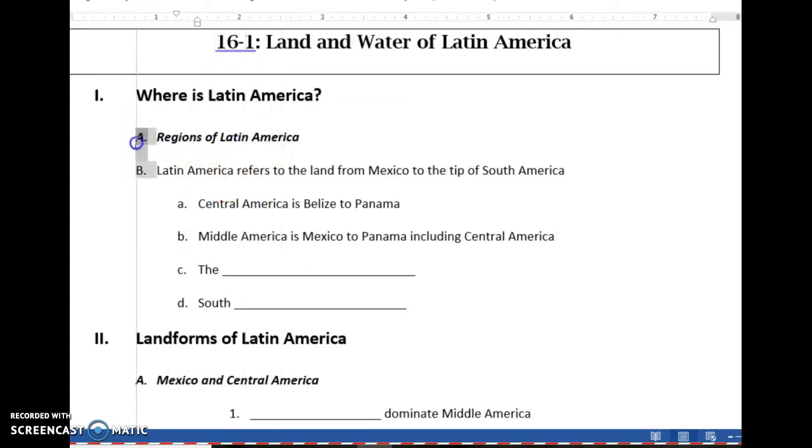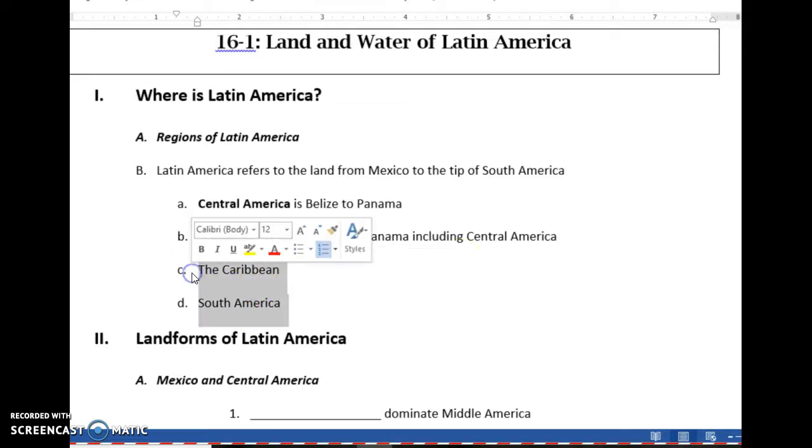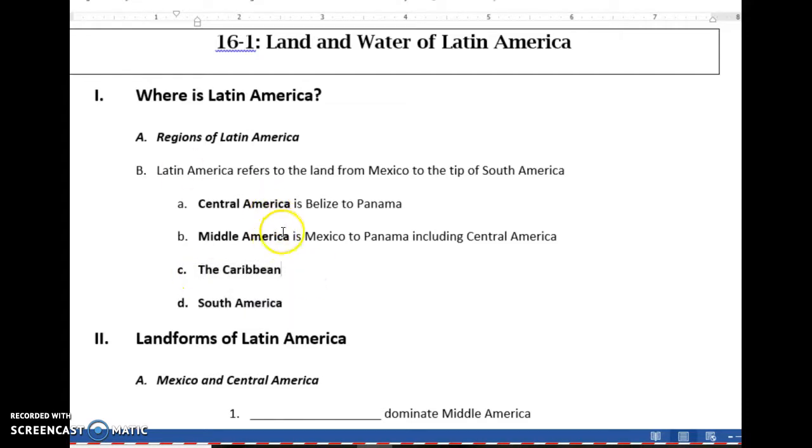Remember, everything under this heading applies to this. So what this is really asking you is, what are the regions? So the regions are Central America. You could highlight that or you could underline it. Middle America is another region. The Caribbean and South America. So there are 4 different regions, 2 of which overlap. So when you're studying and you want to be able to name the regions of Latin America, you need to be able to name these 4 regions and explain where they are.